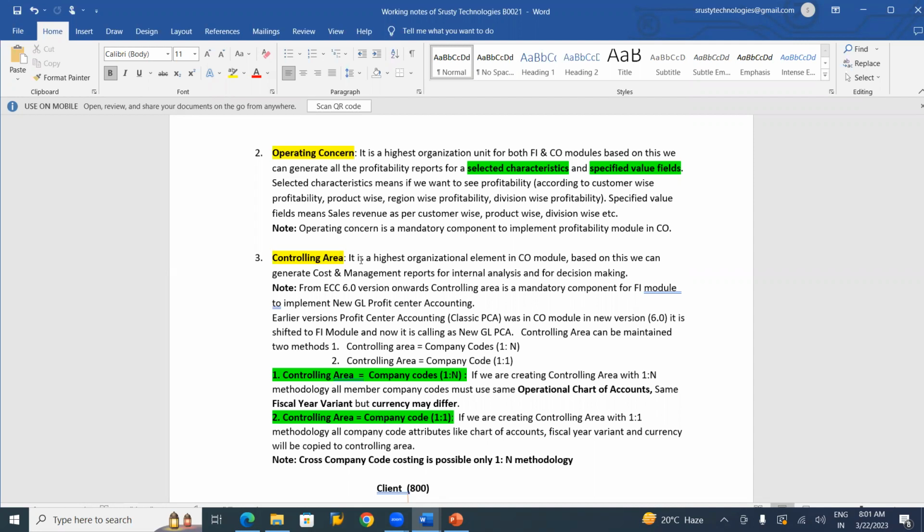Based on this, we can generate cost and management reports for internal analysis and for decision making, whatever we discussed just now. Again, this is also the CO module, the controlling area also. But before that, write down a note.